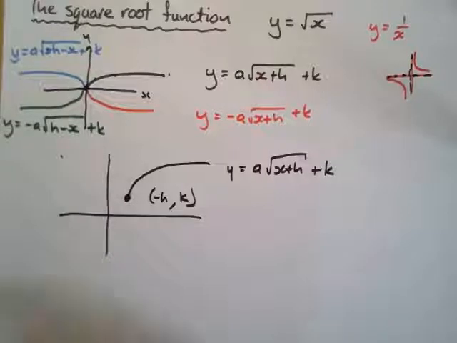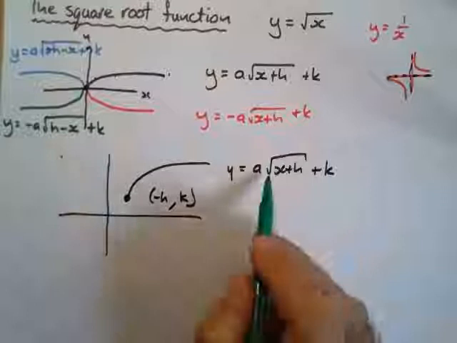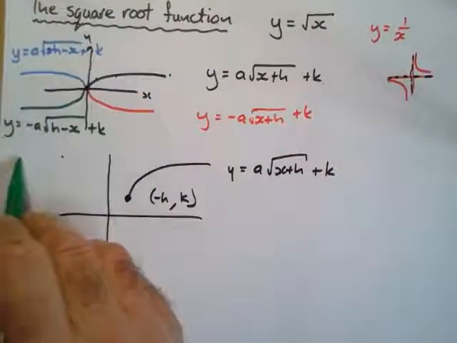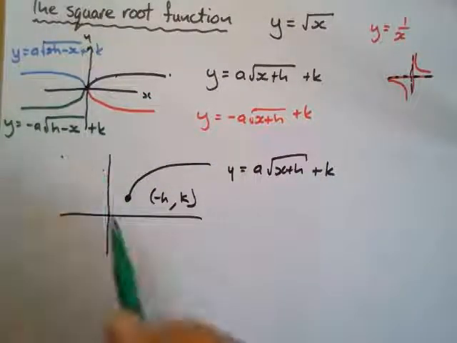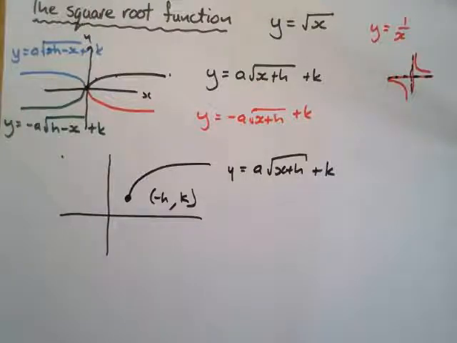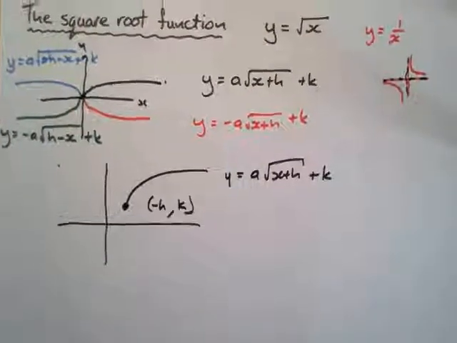The only other thing is, if it's reflected, it will be reflecting the other way. So if I have negative a, then it will go from that point reflected in the y-axis. Look at the examples to get a better understanding.